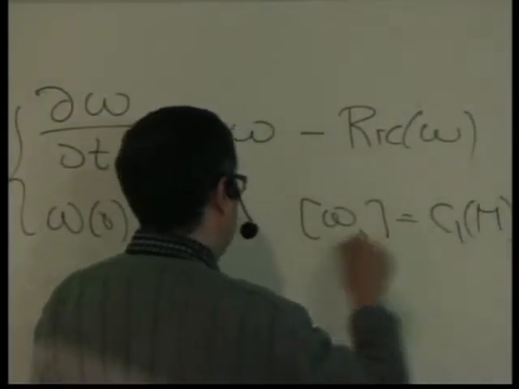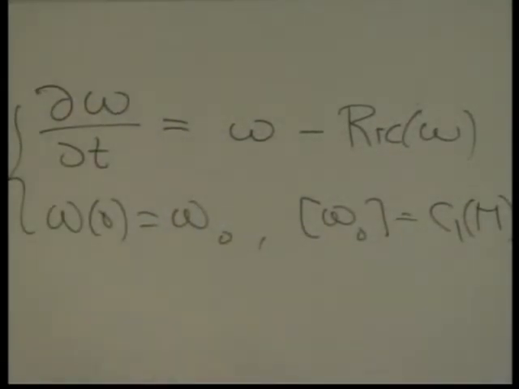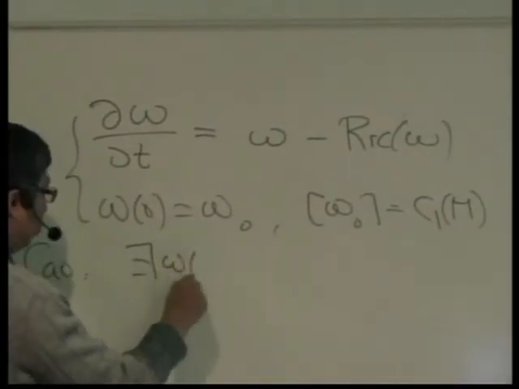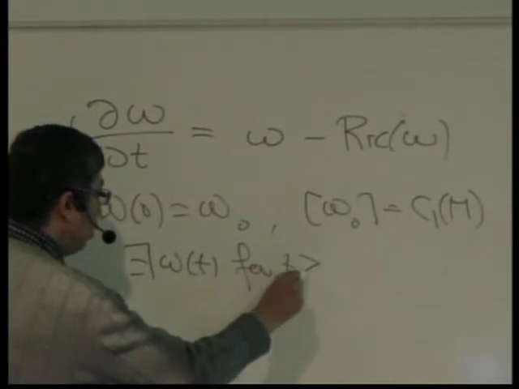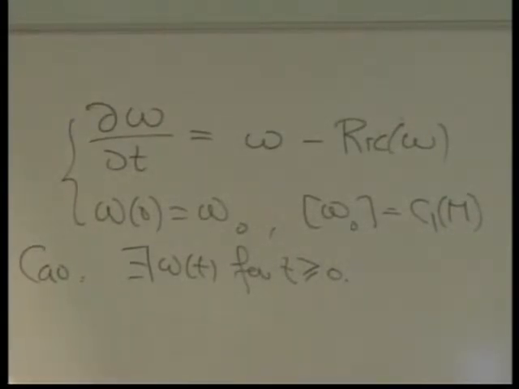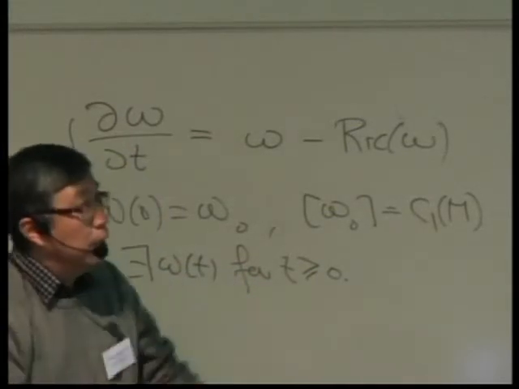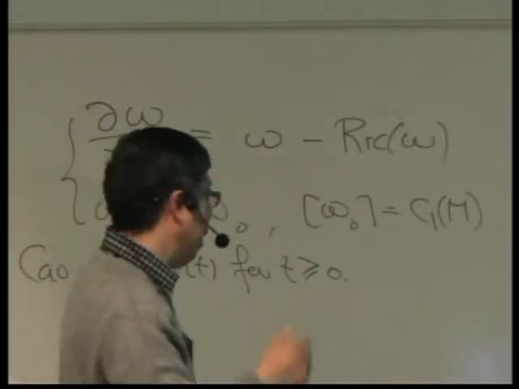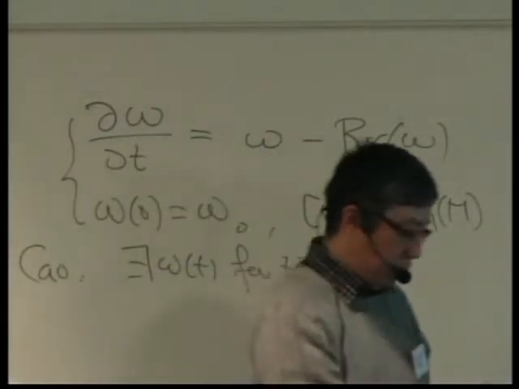Now Cao proved that there is a solution omega t for all t positive. The problem now is, by some standard arguments, if omega t has a limit, then this limit is supposed to be a stationary solution, a stationary metric. Because of the previous obstructions, we cannot in general expect that there is a limit, at least a limit on M.